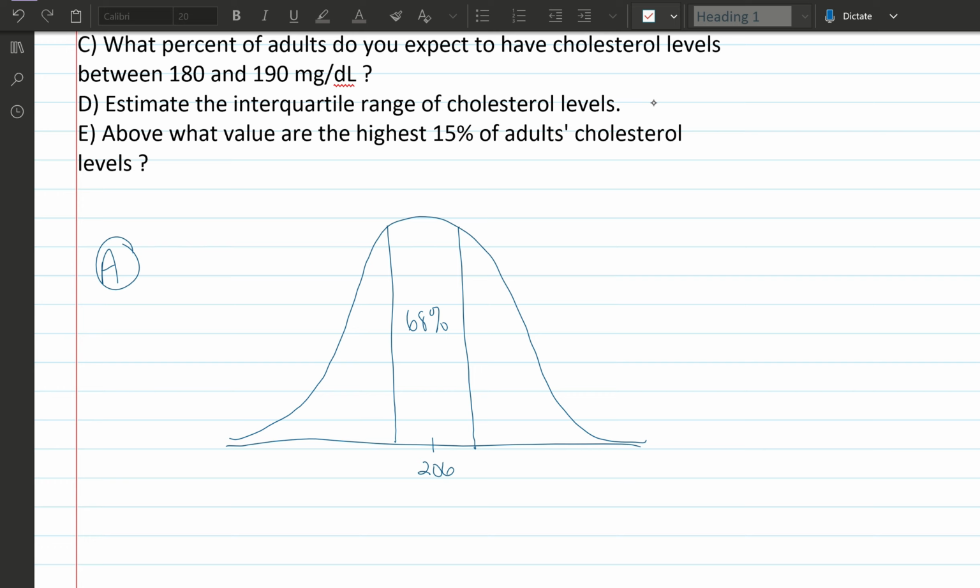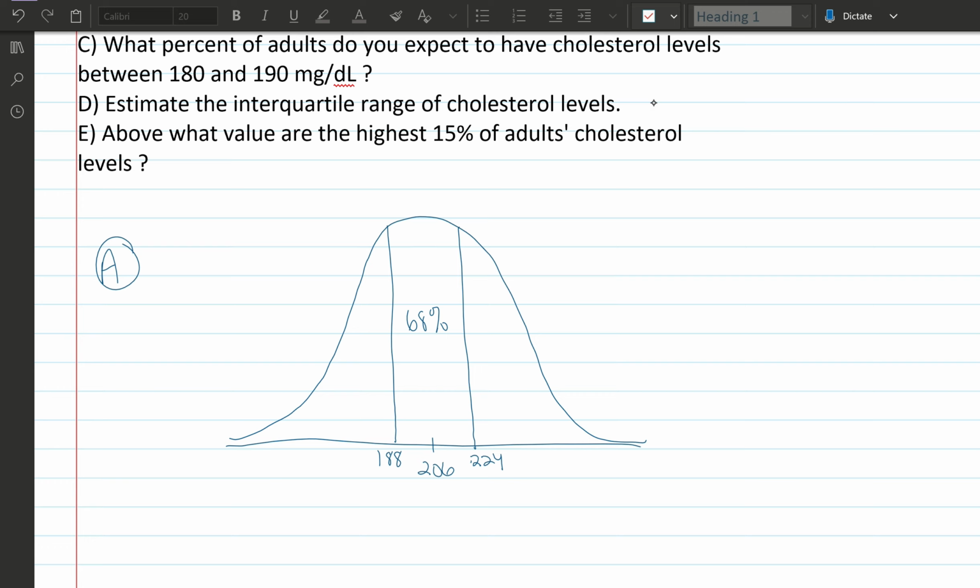So 206 plus the 18 makes 224. 206 minus 18 gives us 188. So this means that 68% of the values fall within one standard deviation. Well, they fall between 188 and 224 milligrams per deciliter as far as their cholesterol.